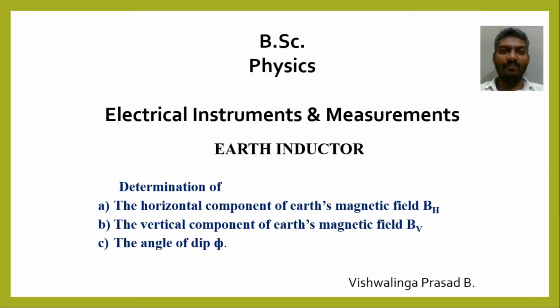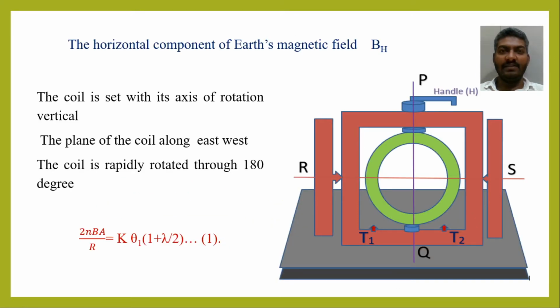In this session, we are going to see how to find the horizontal component of Earth's magnetic field BH, the vertical component of Earth's magnetic field BV, and the angle of dip phi by using this earth inductor. Now let us see how to determine the horizontal component of Earth's magnetic field.